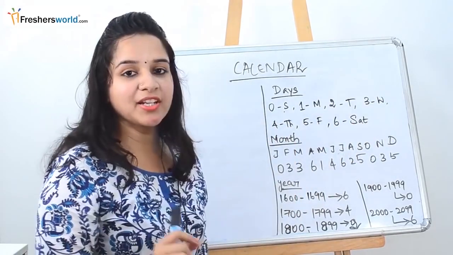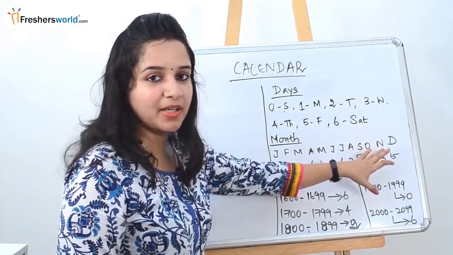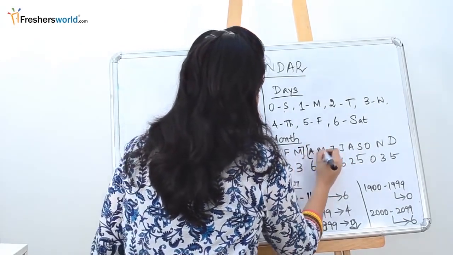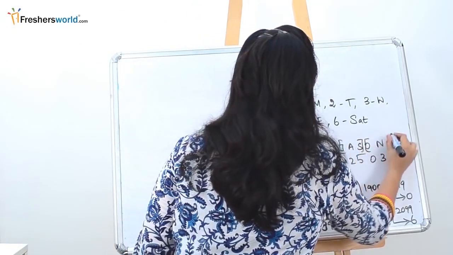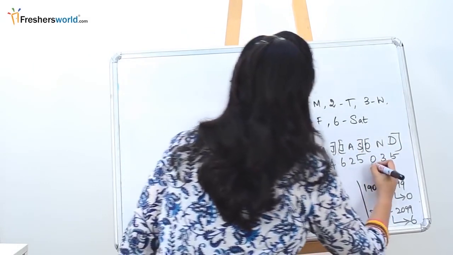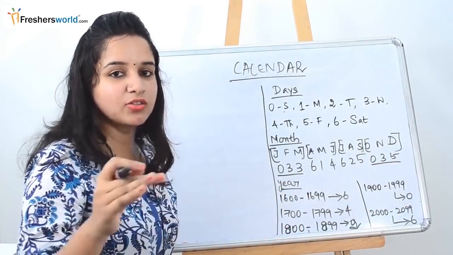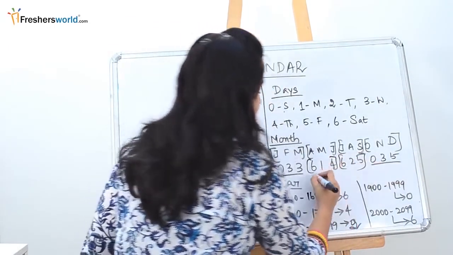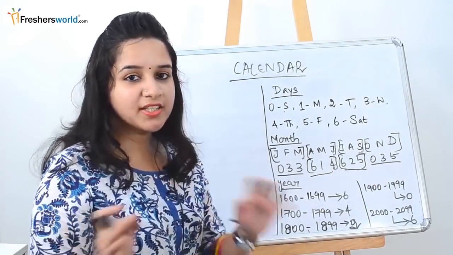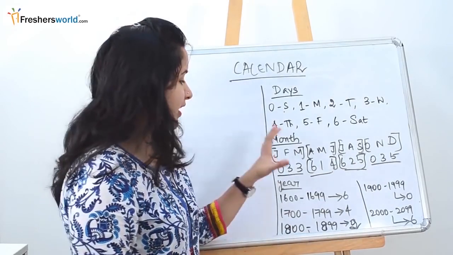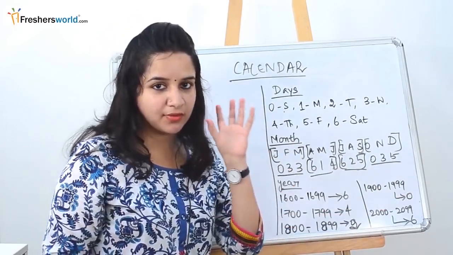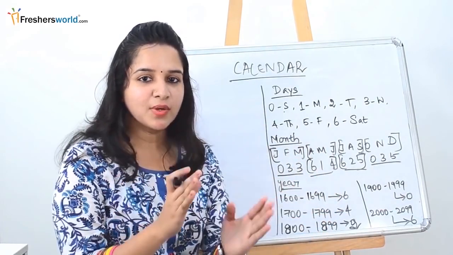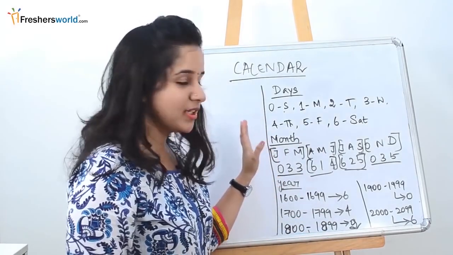Similarly, for months, from Jan to December, we are going to code each and every month with a number. How to remember this number? Split it into 3 months each. The first 3 and the last 3 are 033 and 035. And the middle 6, you can remember as 614 and 625. So on your rough sheet, you can write from Jan to December, first fill the first 3 and the last 3 as 033 and 035, then in between fill 614 and 625. That's how you can remember the months.